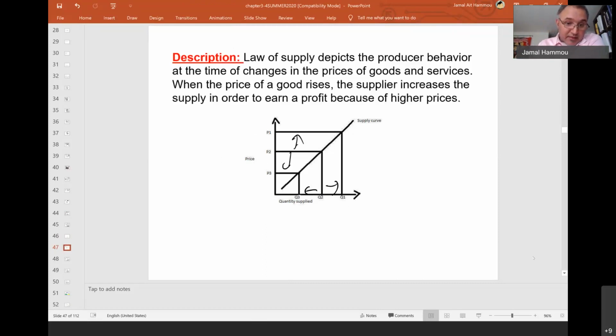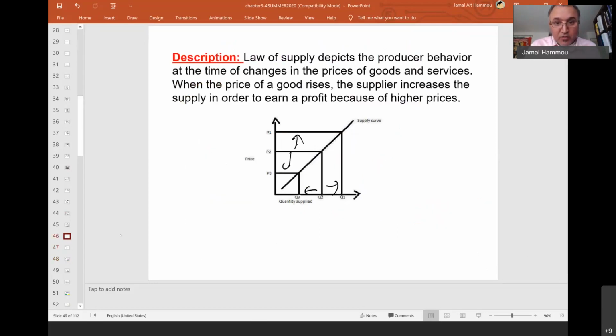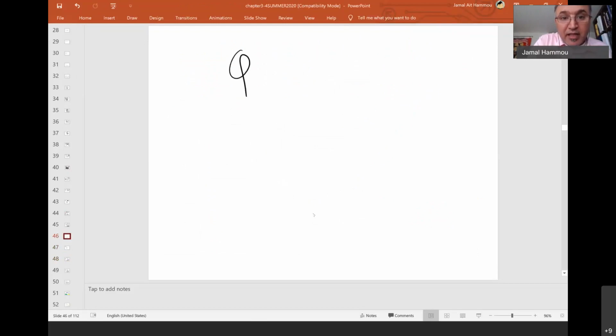Okay. So now we're going to talk about the change in supply. Remember, we talked about change in quantity supplied. I'm just going to go back and explain a little bit. Change in quantity supplied is the same thing as change in quantity demanded. It's caused by one variable. Quantity supplied is a function of the price and other variables.